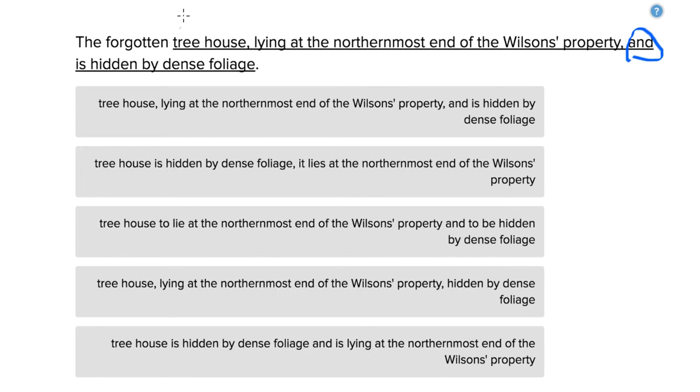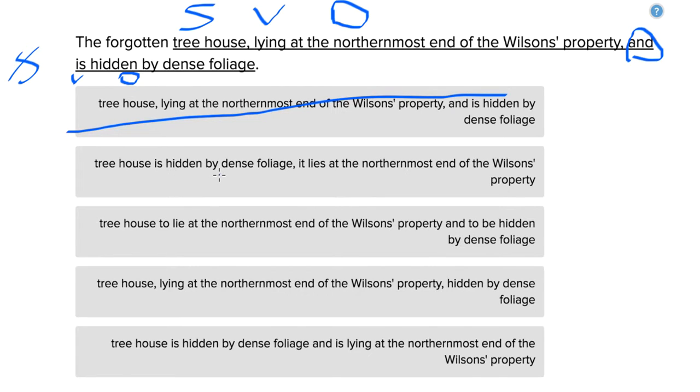Except this one is not independent, where you have a subject and a verb. You have the forgotten treehouse as a subject, lying as a verb, and what it's lying at, the object of the sentence, follows. But then you have "and" here, and rather than having a subject, you just start with "is," which would be your verb, and then "hidden by dense foliage," but you don't have a subject. So without a subject and a verb, you can't have an independent clause. The word "and" here requires that you have an independent clause, or an SV at least, an SVO as well, on both sides of the "and." You don't have that here, so that's not okay.